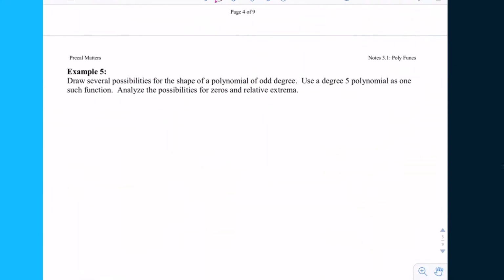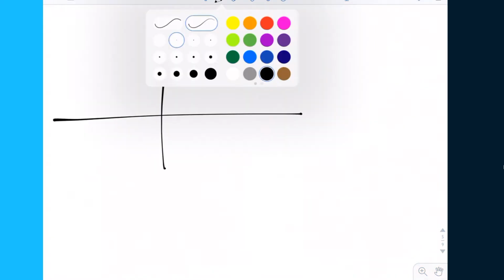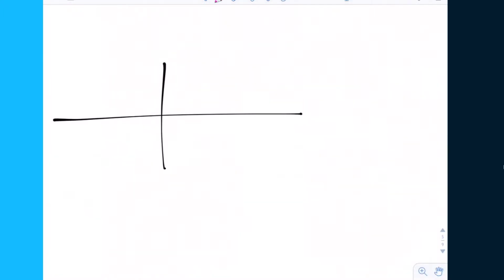All right, so let's jump down to example 5. It says, draw several possibilities for the shape of a polynomial of odd degree. Use a fifth degree polynomial for an example. Okay, so we're just going to kind of sketch things. And I just need to make sure that when I'm sketching my graph, how am I going to make sure it's a polynomial? How do we spot a polynomial from its graph? Smooth and connected. It's smoothly connected everywhere, and the domain is all real numbers.